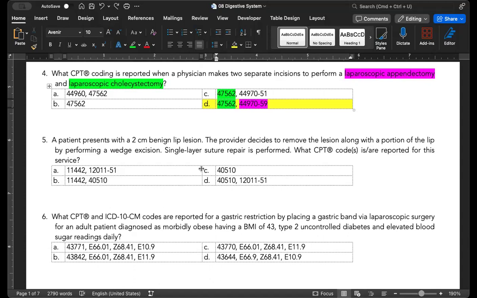But if you do have to report a multiple layer or full thickness suture repair, or anything like that, you would code that separately. Good job. Any questions on the removal of the lesion? When you have excisions, the code description for 40510 is the excision itself, and your excision includes your primary closure.